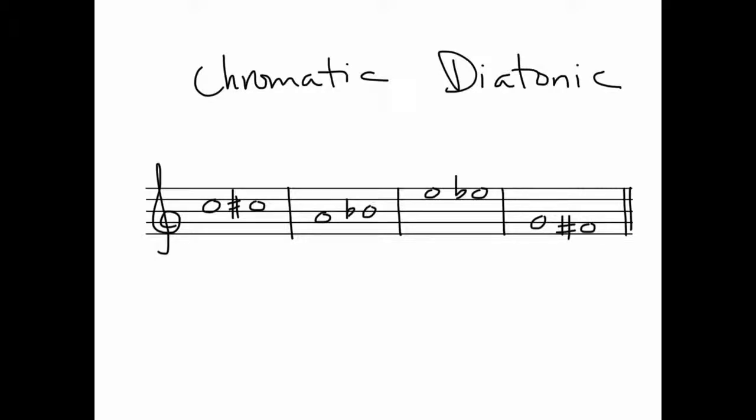Let's look at the first example, and what we see are the same notes, so that must be a chromatic semitone. The second example has different notes, so that must be a diatonic semitone. The third example has the same note, so that must be a chromatic semitone. And this last example has different notes, so that must be a diatonic semitone.